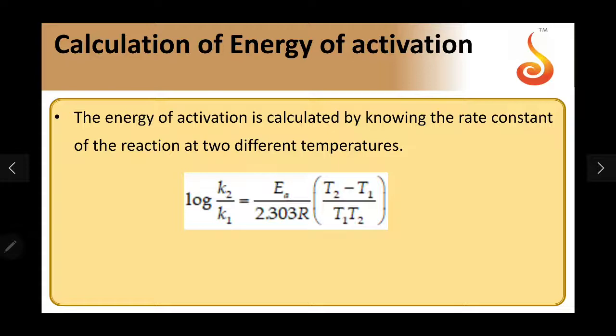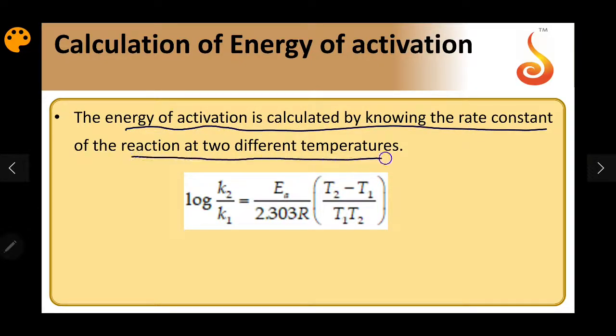Calculation of energy of activation using the formula method. If I get the rate constant at two different temperatures, I can directly use the same formula. So log of K2 by K1 is equal to EA by 2.303 R into (T2 minus T1) by T1 T2. So using the formula, I can get the energy of activation.